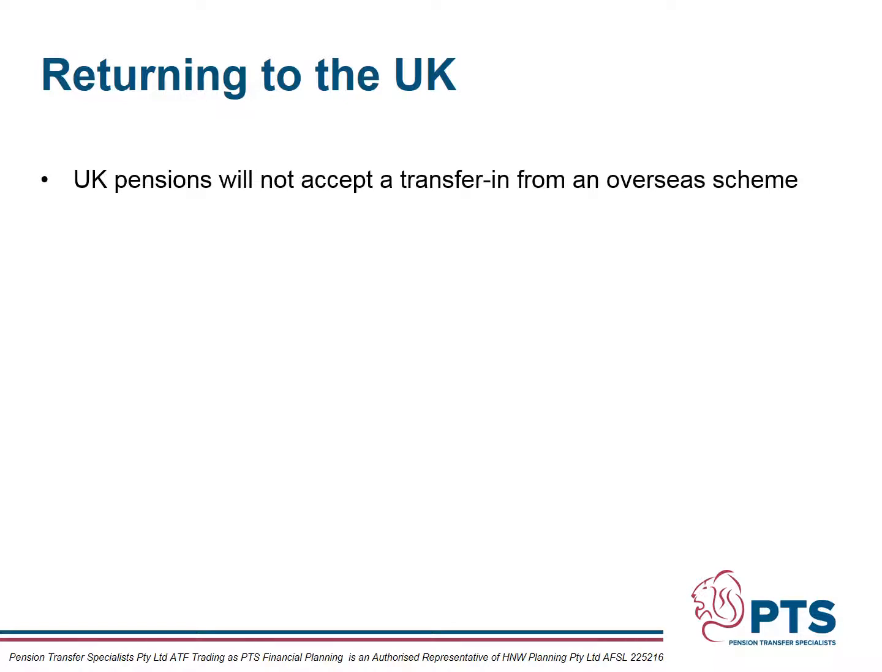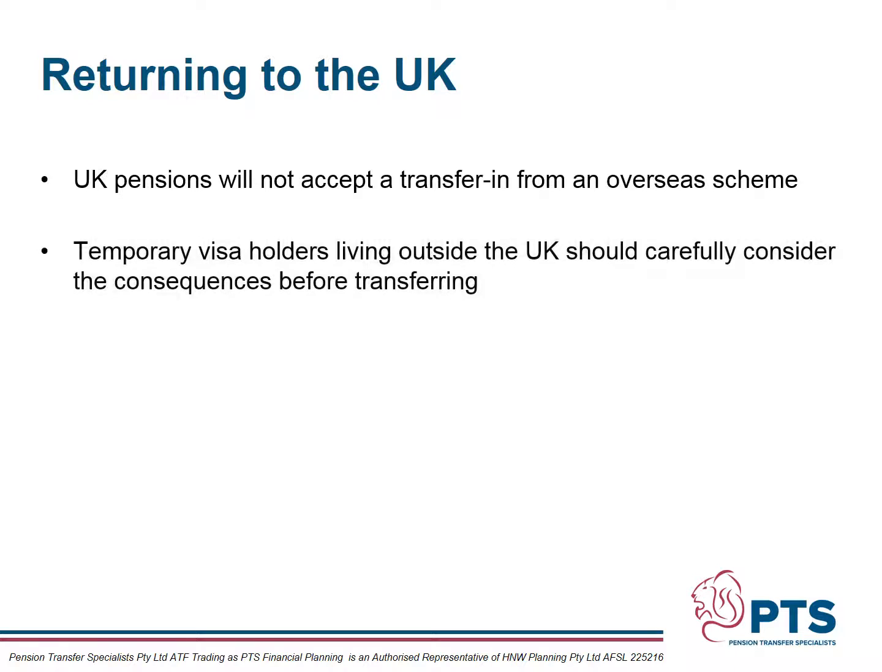If you wish to return to the UK and you've already transferred your pension out of the UK, the UK pension scheme will not accept a transfer back in from an overseas scheme. Your pension must remain in Australia or New Zealand and can be drawn down when eligible, but then you'll be subject to exchange rate fluctuations and tax. Temporary visa holders living outside the UK should carefully consider the consequences before transferring.